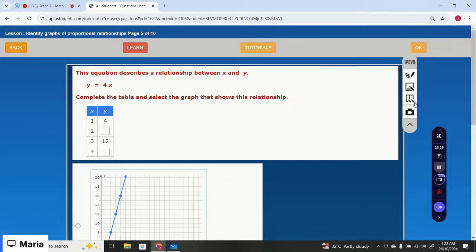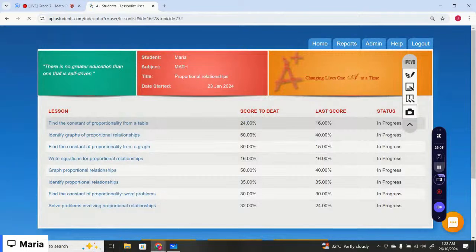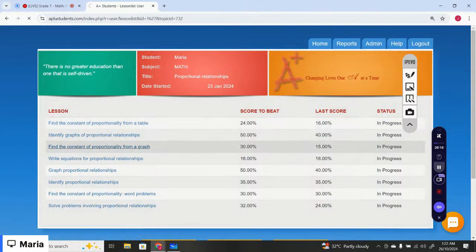Okay, you can complete the lesson by yourself later today. Let's just move on to the next lesson. Find the constant of proportionality from a graph. Let's just start with the next lesson.